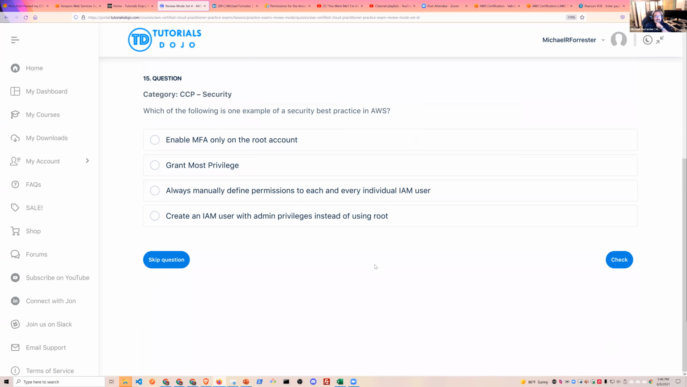Okay. Last few. Which of the following is one example of a security best practice in AWS?